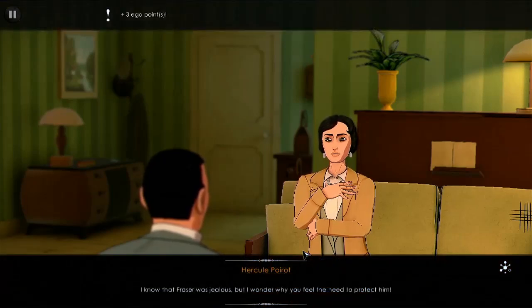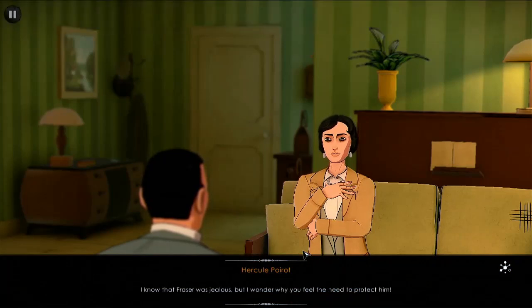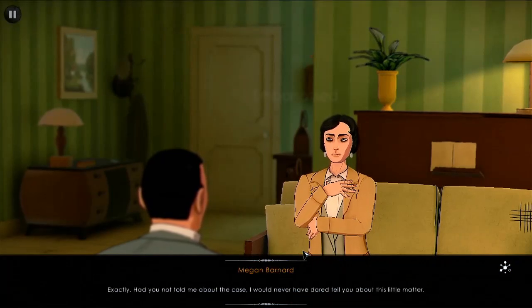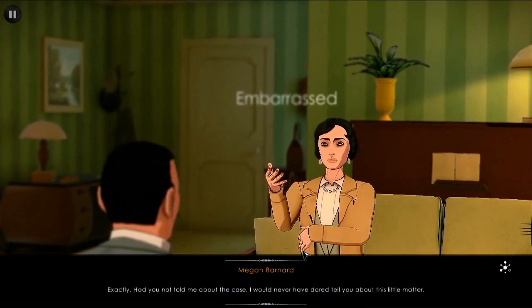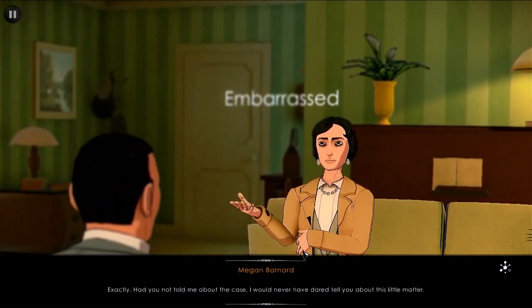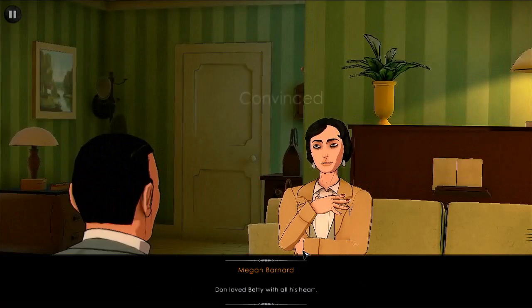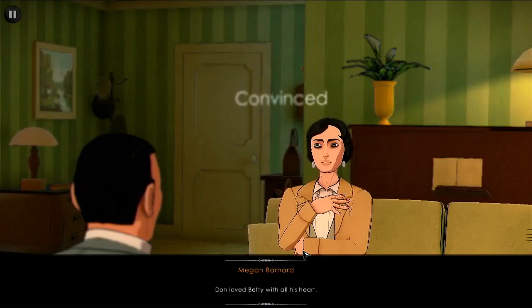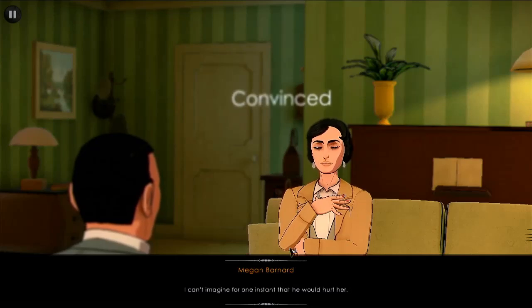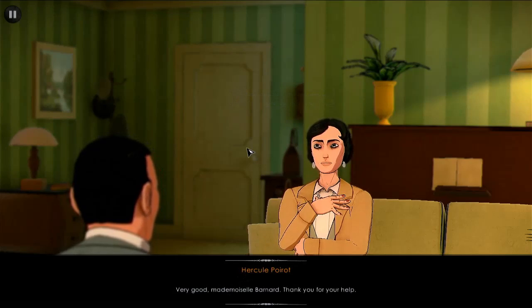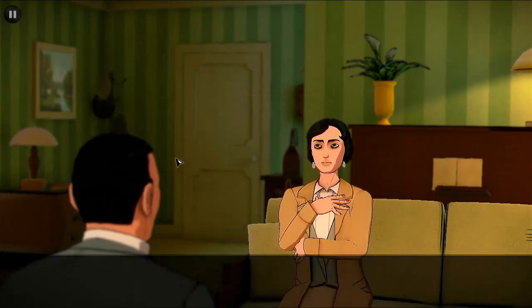You were afraid that he would become our main suspect. I know that Fraser was jealous, but I wonder why you feel the need to protect him. Exactly. Had you not told me about the case, I would never have dared to tell you about this little matter. Don loved Betty with all his heart. I can't imagine for one instant that he would hurt her. Very good, Mademoiselle Bernard. Thank you for your help.